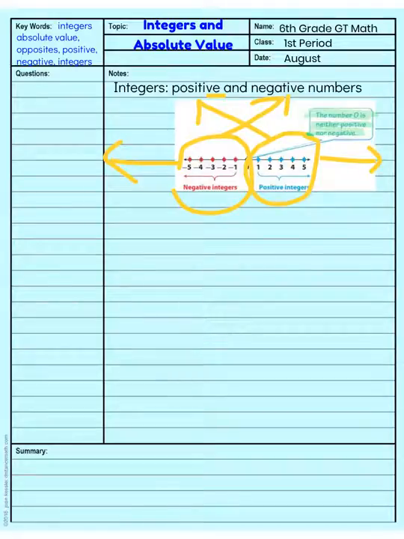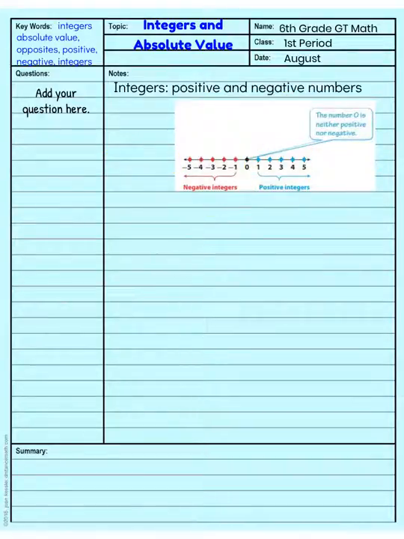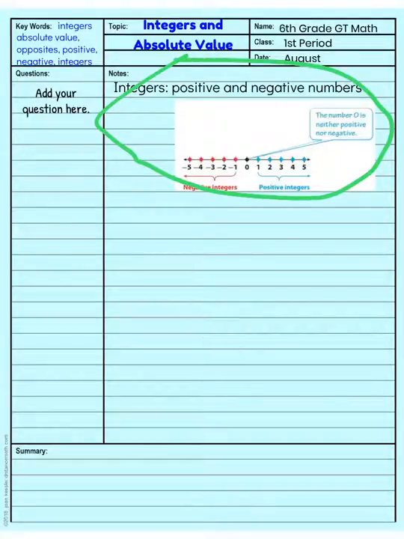So if you get a question that says, is 0 an integer, your answer would be no. All right. Now, when you're doing your focus note taking, you're always going to write a question. First, you're going to take your notes in this section right here, and then you're going to ask your question right here.